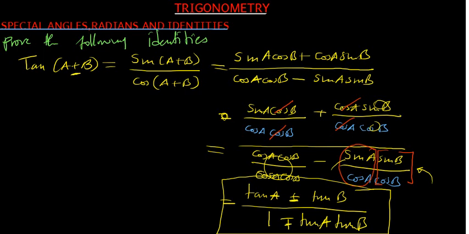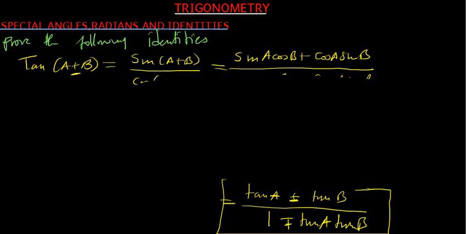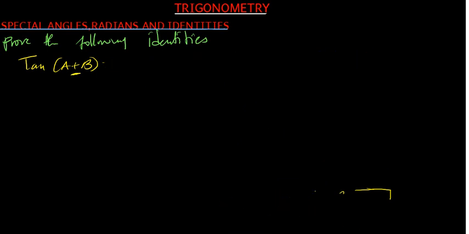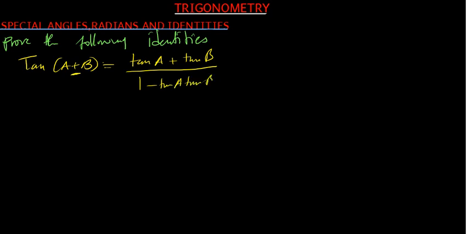So having understood this, let me write it on top. So we are saying tan(A + B) is the same as (tan A + tan B) divided by (1 minus tan A tan B).